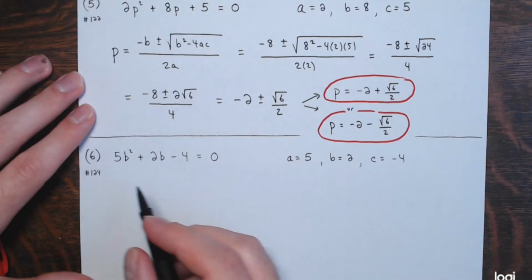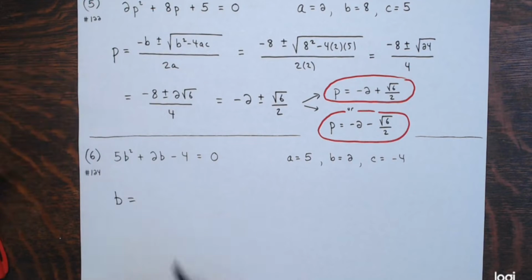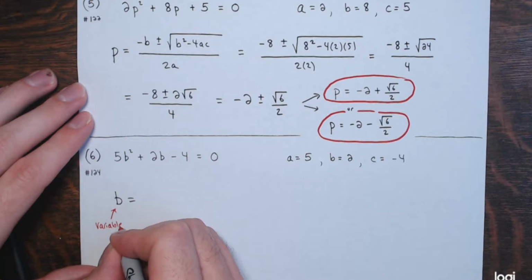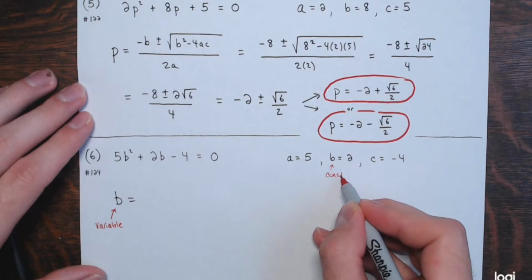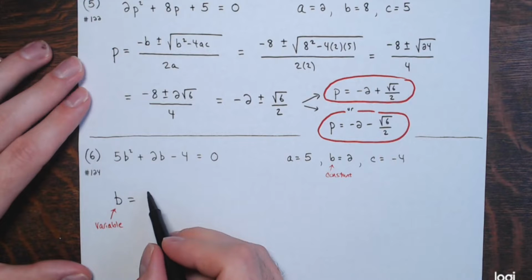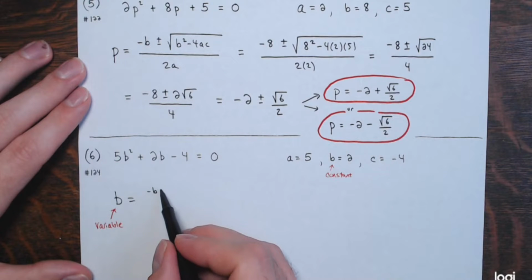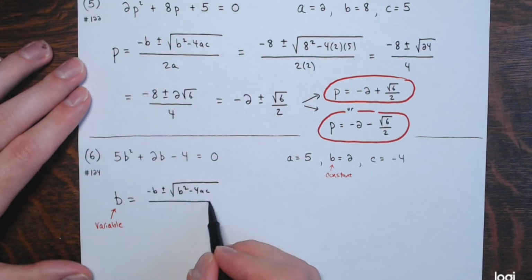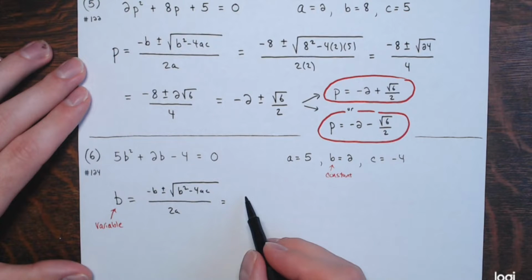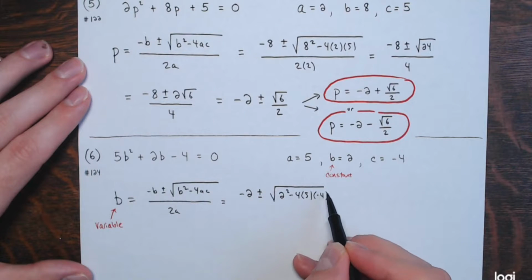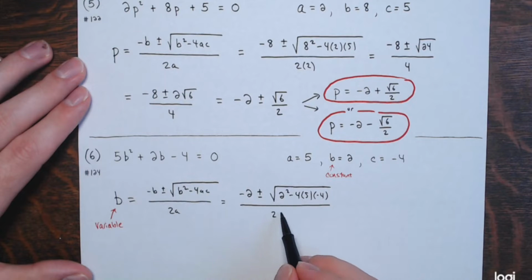So then b equals, again, this is the variable b, not the constant b. This is the constant b over here. This is always 2, whereas this changes. The opposite of b, the constant b, plus or minus the square root of b squared minus 4ac, all of this divided by 2a. So the opposite of 2, plus or minus the square root of 2 squared minus 4 times 5 times negative 4, all that divided by 2 times 5.